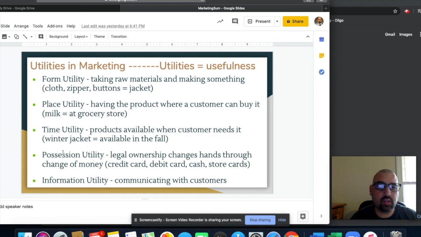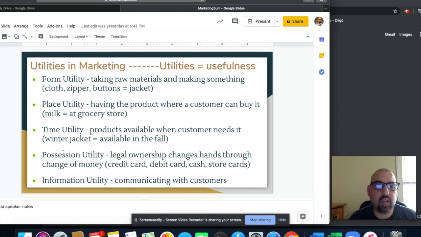Place utility, this is just having the place, having the product where a customer can buy it. It's convenient for me to go to the grocery store to buy milk. I can also go to a gas station to buy milk. So that's going to be its physical location on where I can find it. I'm not going to go into a department store that only sells clothes looking to buy milk or to buy gasoline, things like that. There's got to be a specific place that these products can be sold.